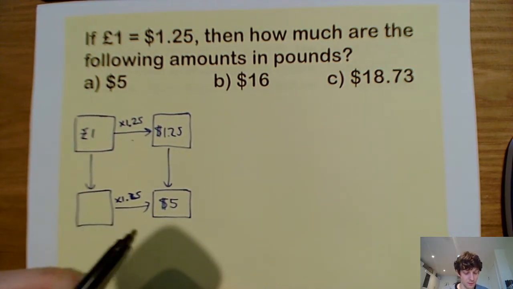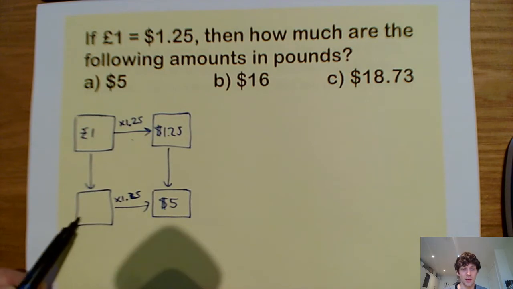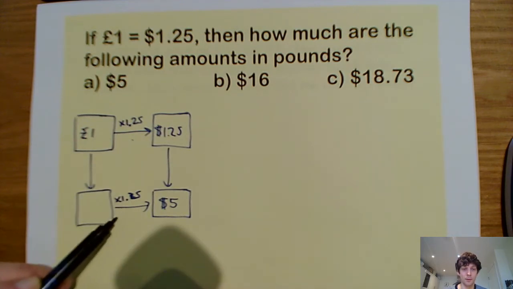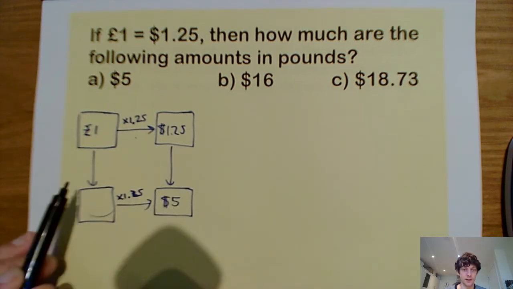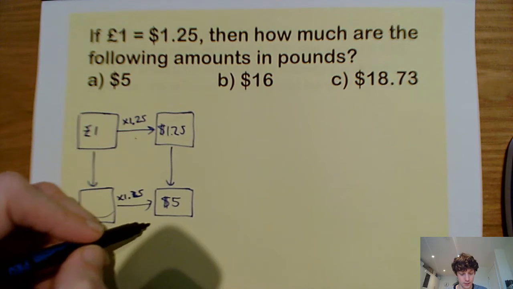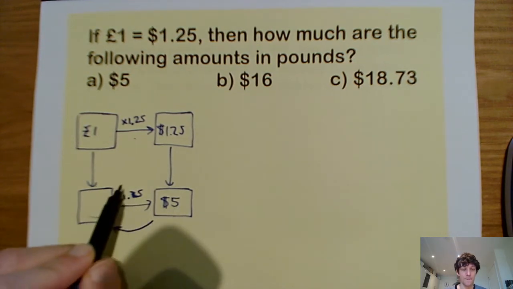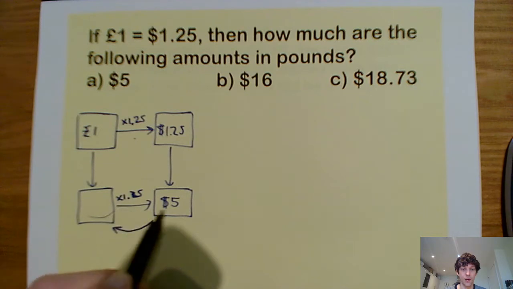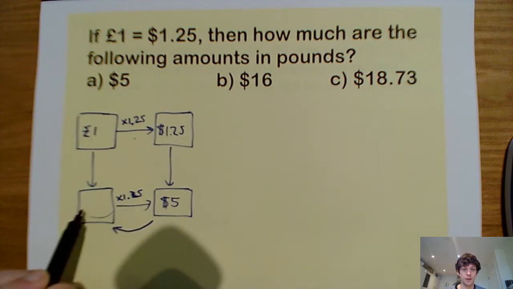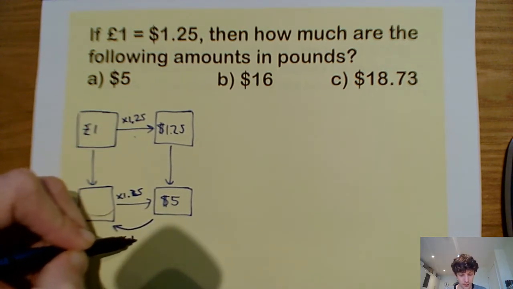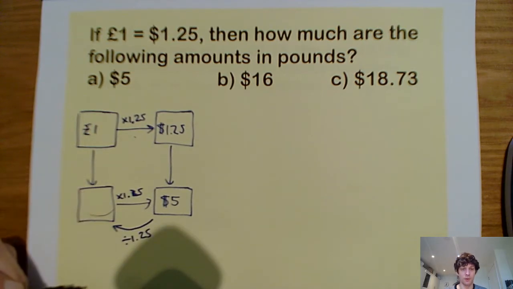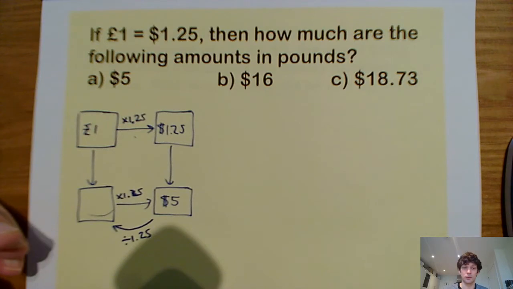Now, some of you might be thinking, well, that doesn't help me with this. I wanted to find this bottom left number, and all I've done is work out how to go from this side to this side. I want to go back the other way. Well, how would I do that? If going from here to here, I'm multiplying by 1.25, to go from here to here, I'd divide by 1.25, because division is the opposite of multiplication.